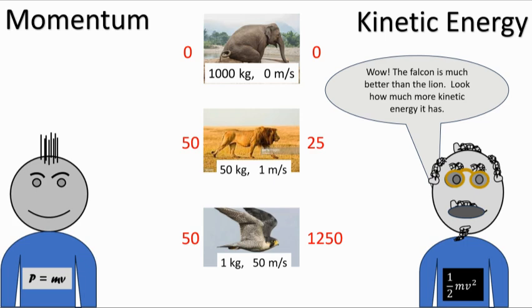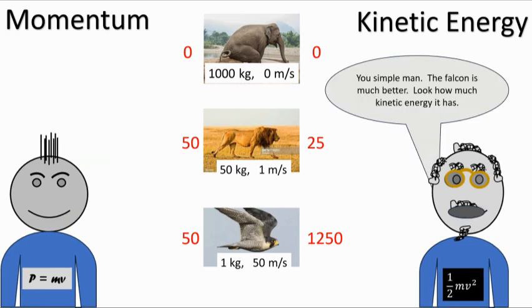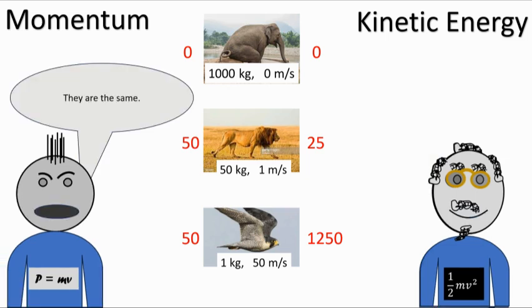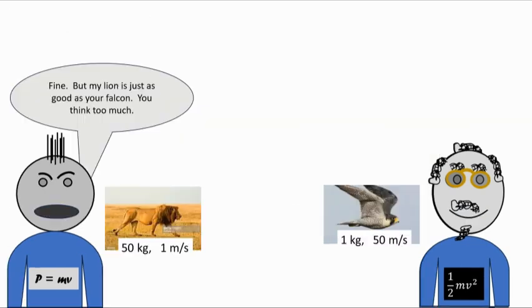Wow! The falcon is much better than the lion. Look how much kinetic energy it has. See, mass is important, but velocity is more important. No, the falcon is not better. The lion is just as good. They have the exact same momentum. Too simple now. The falcon is much better. Look how much kinetic energy it has. They are the same. Okay then. You take the lion. I'll take the falcon.